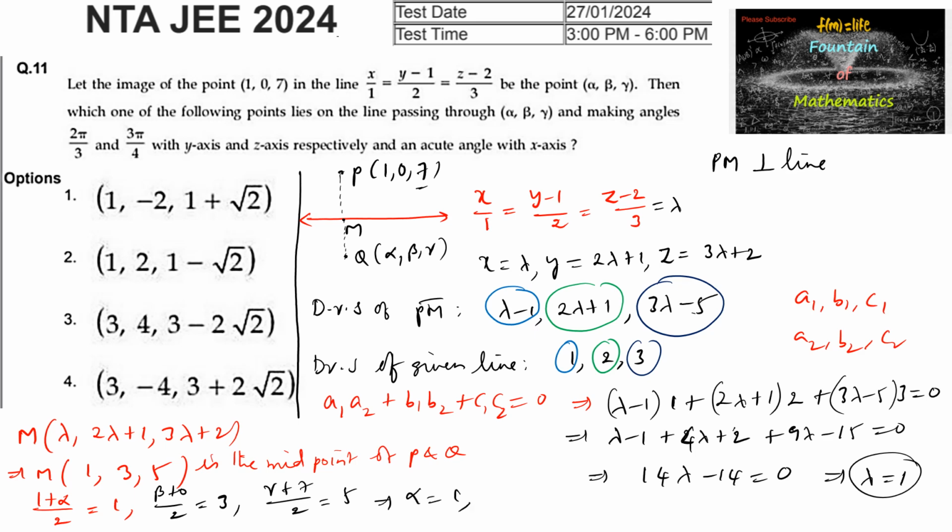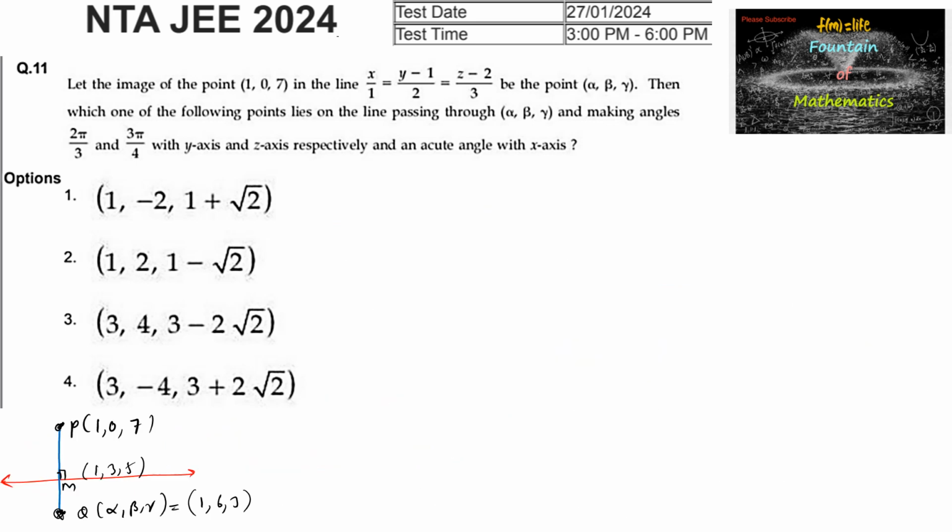Beta is equal to 6. And gamma is equal to 10 minus 7, that is 3. So we can consider the point Q as (1, 6, 3). Then we need to find which of the following points lies on the line passing through alpha, beta, gamma and making angles 2 pi by 3 and 3 pi by 4 with y axis and z axis respectively, and an acute angle with x axis.